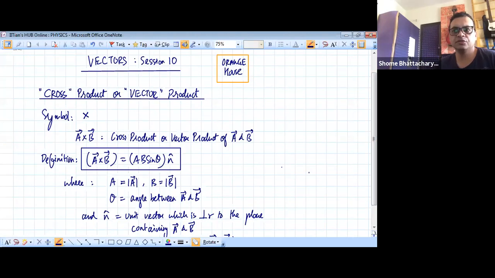Yeah, Shikha, the definition is written in front of you. A cross B is given by that formula, AB sine theta n cap. Just make a note of the definition, please, everyone.